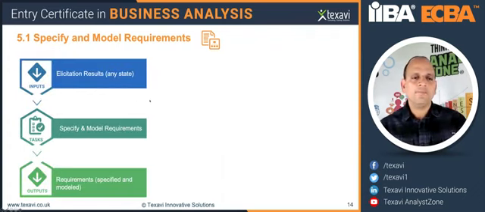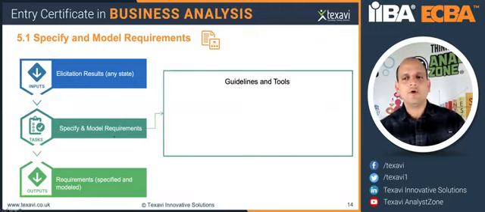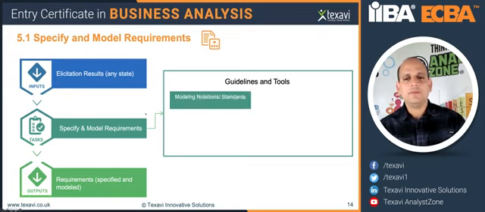So what are the inputs, the tasks and the outputs for this particular task? The elicitation results would be the key input. We would take the insights and the findings from the elicitation exercises and techniques as an input for us to be able to specify and model the requirements. And what does that entail? It would mean that we need to create some kind of modeling standards and notations.